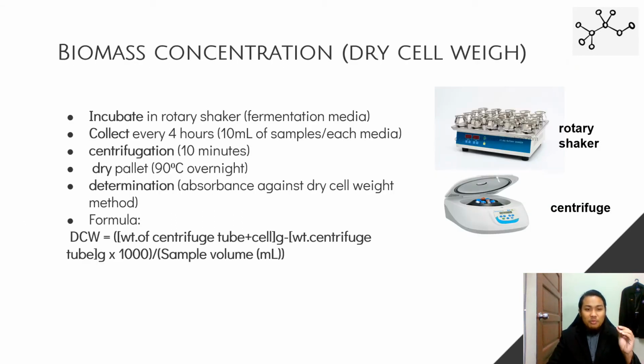The pellet that has been inoculated into fermentation media was incubated in a rotary shaker, and 10 ml of sample from each medium was collected every 4 hours and centrifuged for 10 minutes. The pellet was dried overnight at 90 degrees Celsius, and we determine the absorbance using the dry cell weight method with the formula on the slide.